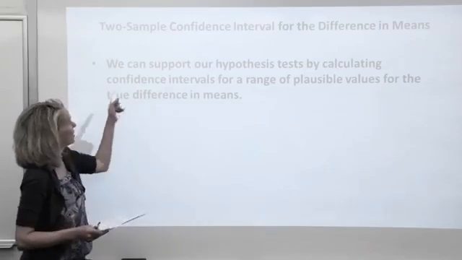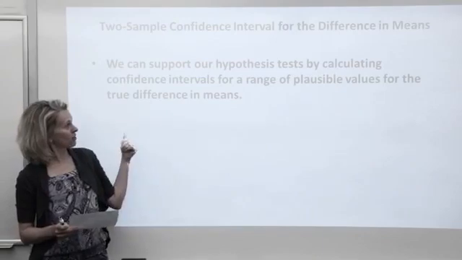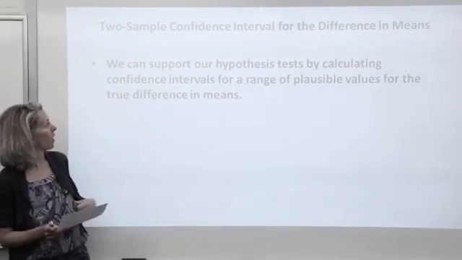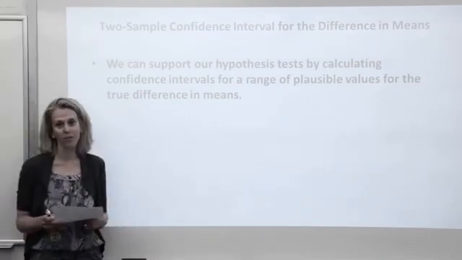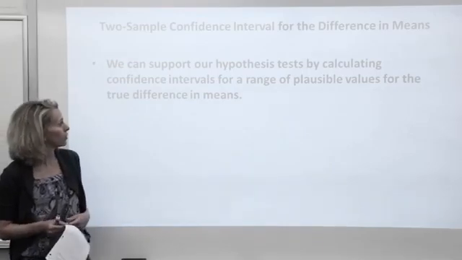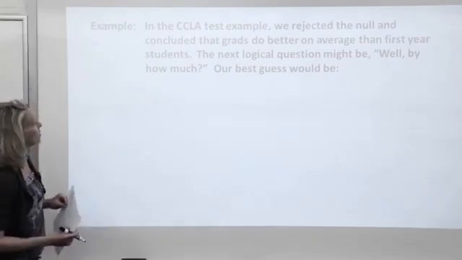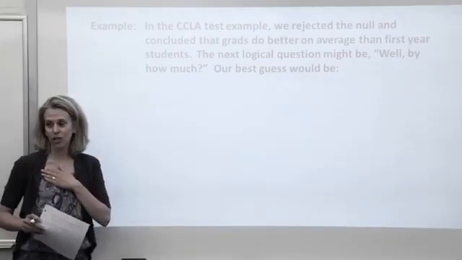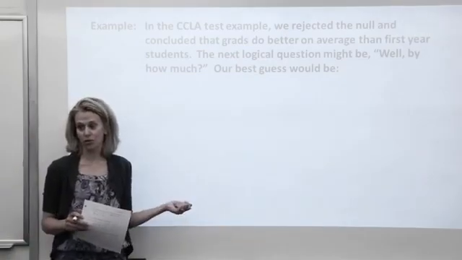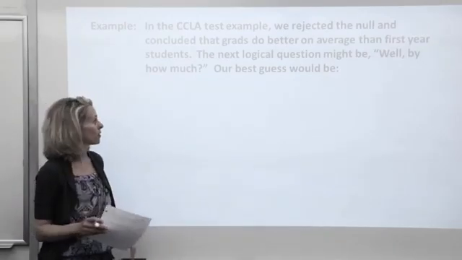So, we are looking at a two-sample confidence interval for the difference in means. Joe just got done doing the hypothesis test for this one. Now we're going to support his results with a confidence interval. So we can support our hypothesis test by calculating confidence intervals for a range of plausible values for the difference in means. So in that CCLA test example, we rejected the null hypothesis and concluded that grads do better on average than first-year students. So the next logical question might be, well, by how much do they do better?